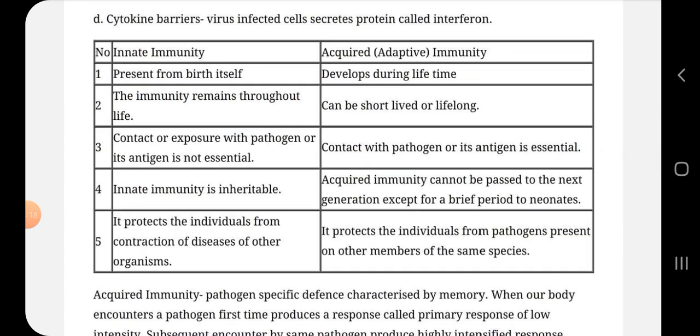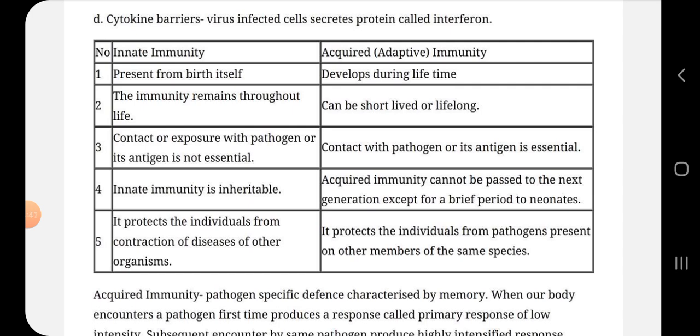Innate is present from birth itself and acquired is developed during the lifetime. Innate immunity remains throughout life and acquired can be short-lived or lifelong. For innate, contact or exposure with the pathogen or its antigen is non-essential. Innate immunity is inheritable. It protects the individual from infection by other organisms.